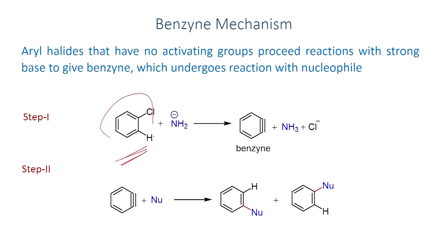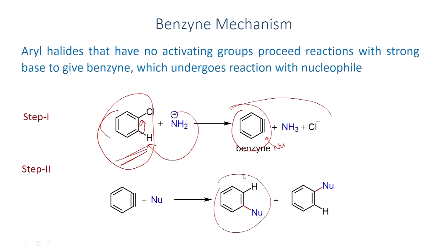When you react chlorobenzene with sodamide, a strong base, in liquid ammonia, you will be able to form benzyne as a product. So, in this case, what happens? This sodamide acts as a base, it deprotonates this proton, and you generate benzyne as an intermediate. Once you form this one, it is very reactive. This can now undergo reaction with the nucleophile, and you can get this addition product.